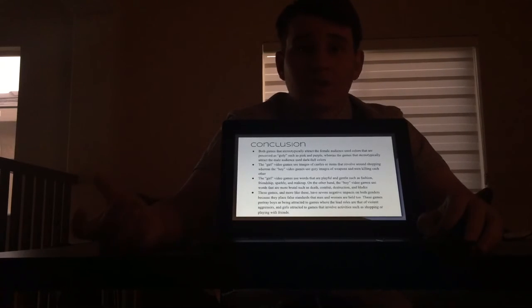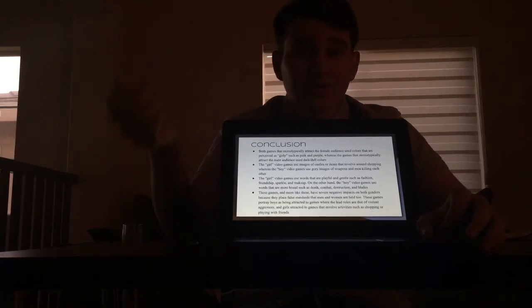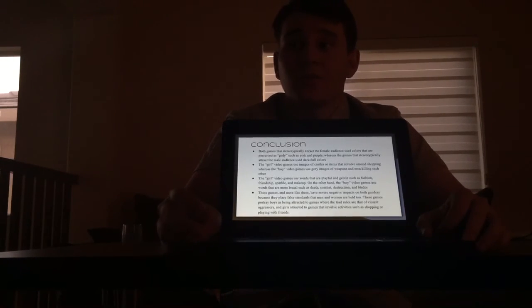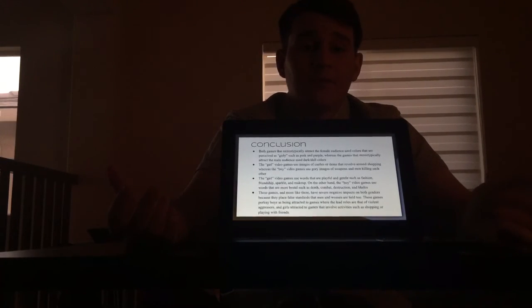wordplay that goes along with war and combat, and they are constantly telling women or girls, young girls, that they should be attracted to video games where the colors are pink and purple and the words revolve around shopping and friendship, and then the images only back that up. This affects both the genders negatively through the language that is being used in both video games.